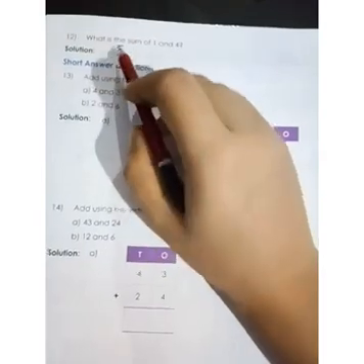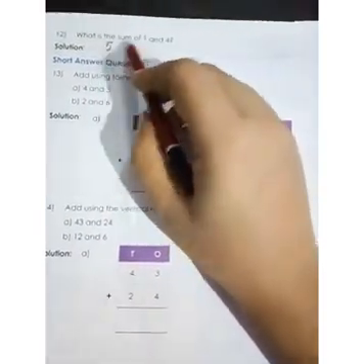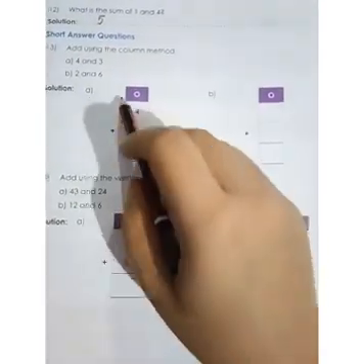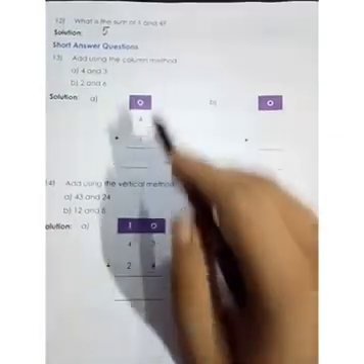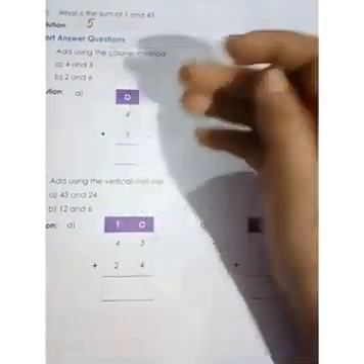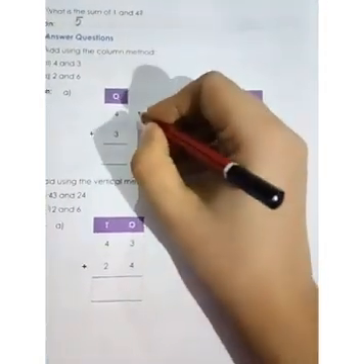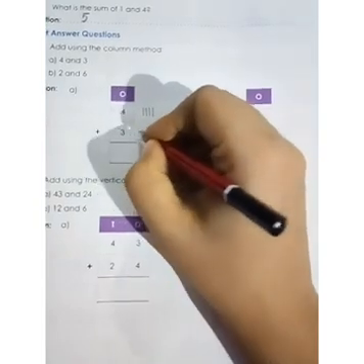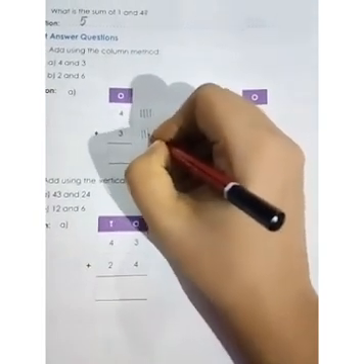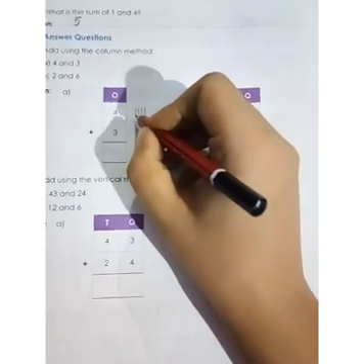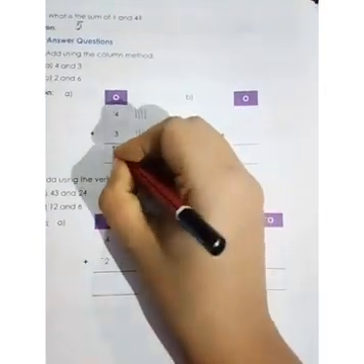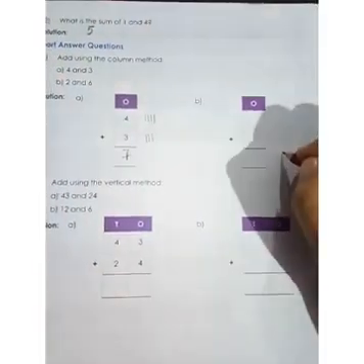Now the next question is, what is the sum of 1 and 4? The sum of 1 and 4 is 5. Now here we have to do the vertical method or column method. What is the question given here? 4 and 3. So how can we count 4 and 3? We can count using our fingers also, or we can do 1, 2, 3, 4. Okay, and here 1, 2, 3. Now add them all together. 1, 2, 3, 4, 5, 6, 7. The answer is 7. This one you have to do yourself.